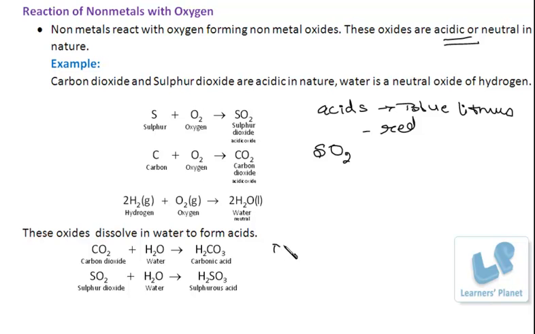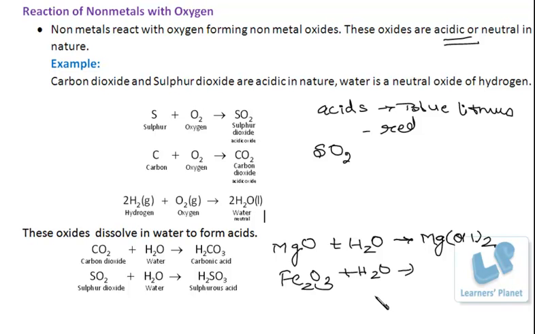Whereas your metal oxides like magnesium oxide, it dissolves in water forming what? Magnesium hydroxide. Ferric oxide, which is rust, Fe2O3, it dissolves in water forming what? Ferric hydroxide. Whereas carbon dioxide and sulfur dioxide dissolve in water forming carbonic acid and sulfurous acid.